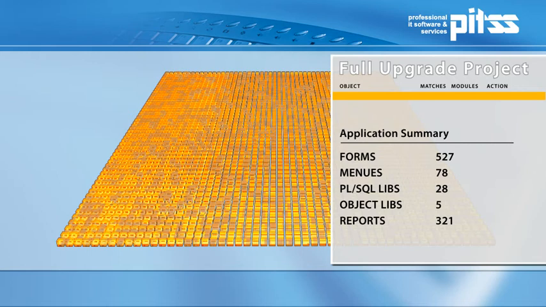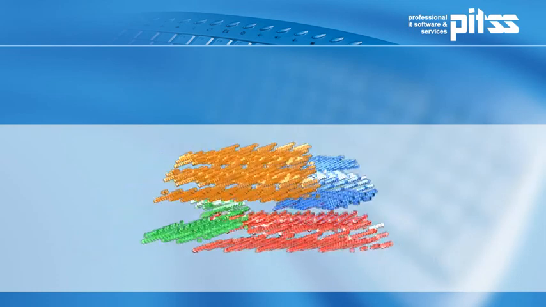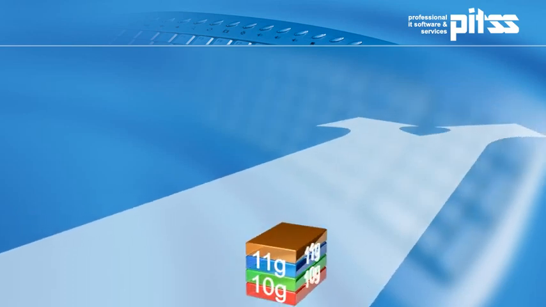In our illustration, we edited and implemented a full upgrade project from client server to Web Forms 11G with PITSS.CON: 527 Forms programs, 78 menus, 28 PL/SQL libraries, as well as 5 object libraries and 321 reports. Obviously, there are special features just like with any other project. One of these is Oracle Graphics, which is no longer supported by the Web Forms. This may require a few manual steps when dealing with a tool-supported migration. As soon as these manual steps as well as the application test are completed, you once again have at your disposal an Oracle-supported Forms application.